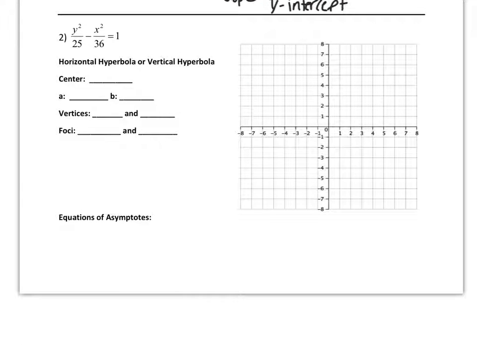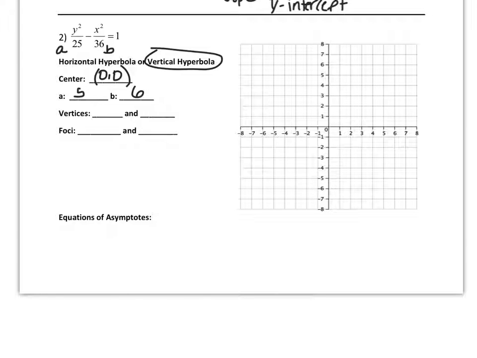Okay, the first thing we want to analyze is if this hyperbola is going to be horizontal or vertical. Now, since the y squared comes first, we know that it's going to be a vertical hyperbola. So let's go ahead and circle that. The center is still going to be 0, 0 because it's just x squared and y squared. So we can go ahead and label that. Now, the a is always what comes first, so the square root of 25 is 5. The b is always what comes second, so the square root of 36 is 6.